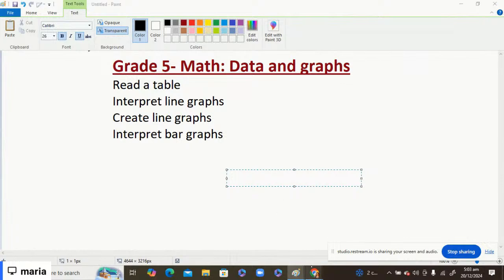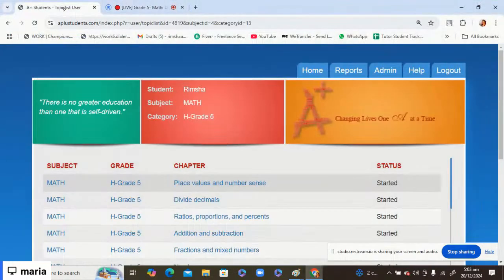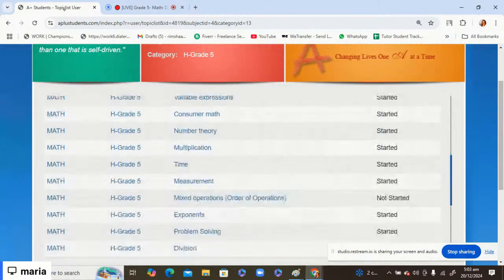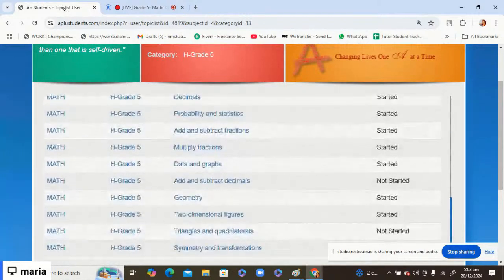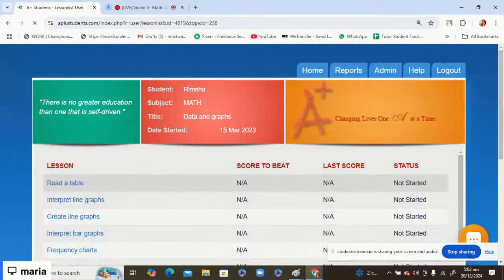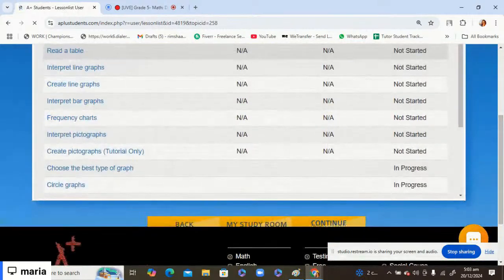Go to the subject tab, select maths from there, scroll down to grade 5. Here is the list of the chapters for grade 5. So we are on the chapter that is data and the graphs. Open this, let's continue. And here is the first lesson, that is read a table.